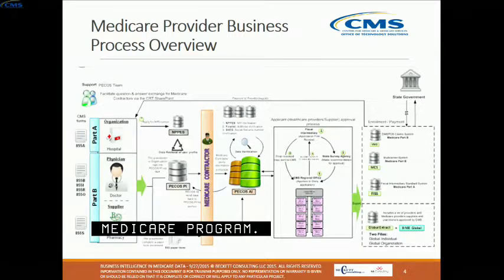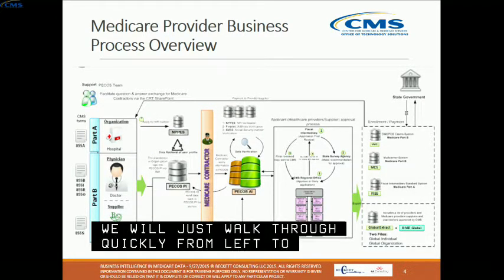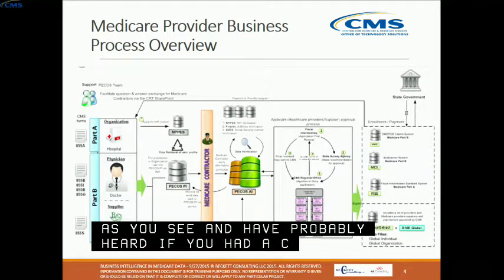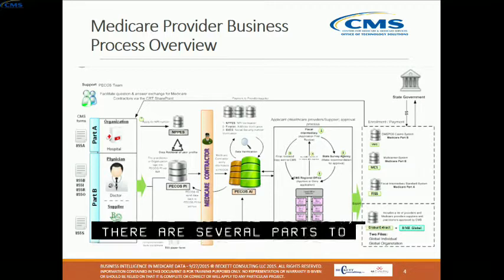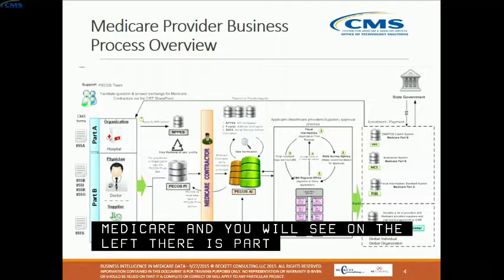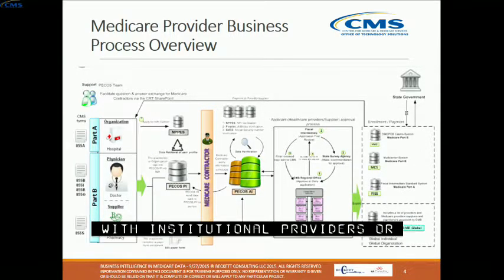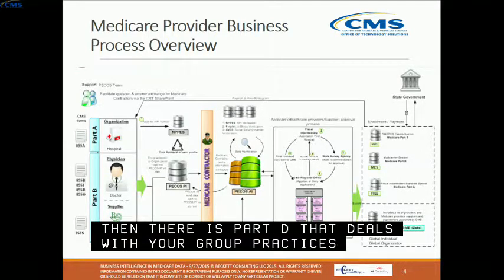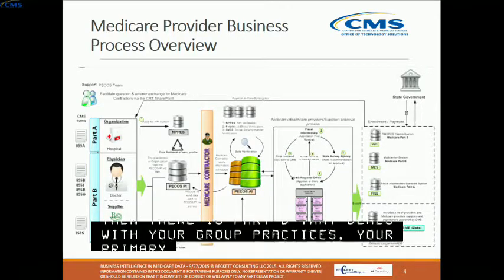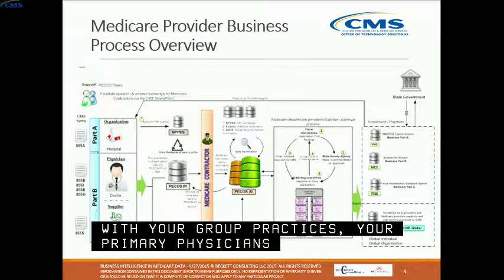As you've probably heard, if you had a chance to view the Medicare overview, there are several parts to Medicare, and you'll see here on the left is Part A, which tends to deal with institutional providers, the hospitals, for example. And then there's Part B that deals with your group practices, your primary physicians, your primary care providers, as well as suppliers.